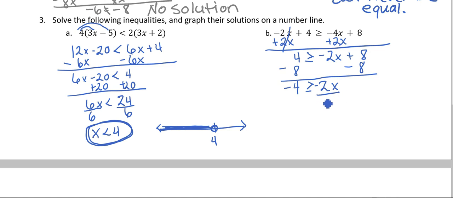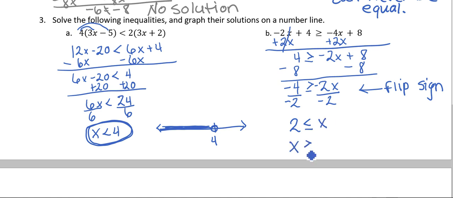And now I'm going to divide by negative 2. Now, since I divided by negative 2, I need to flip my sign because I divided by a negative. So now I have positive 2 is less than or equal to x. That means x is greater than or equal to 2.